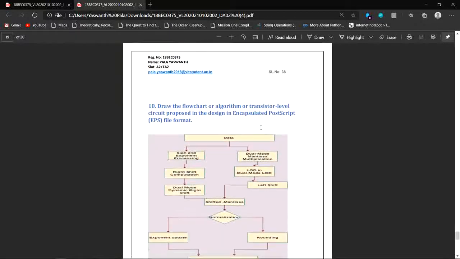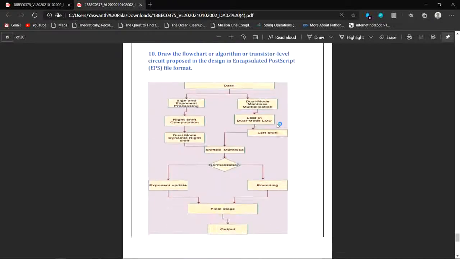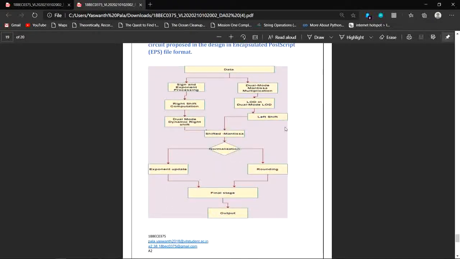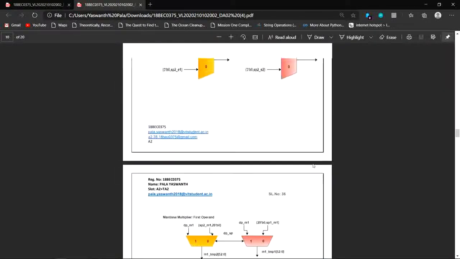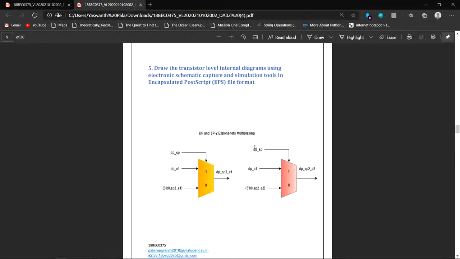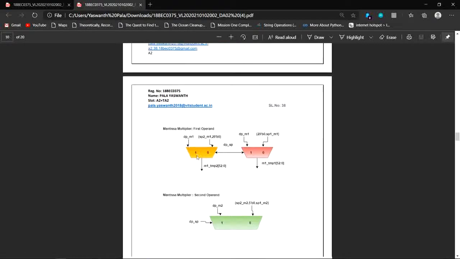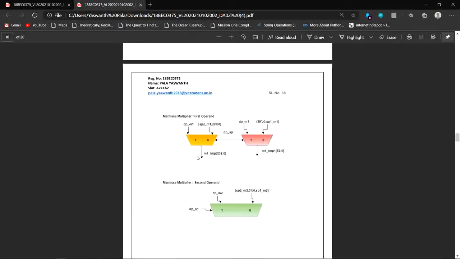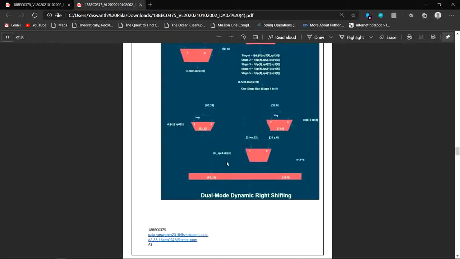And the 10th question was to draw a flowchart or algorithm of the transistor level circuit proposed in the design in encapsulated PostScript. So I've done the flowchart showing how the process goes on, as I've clearly shown above, from the very beginning. It goes into the double precision or single precision exponent multiplexing, and then goes to the Mantissa multiplier. From the Mantissa multiplier it goes through for the first operand and the second operand, and then it gets into the right shifting or left shifting depending upon the mode.